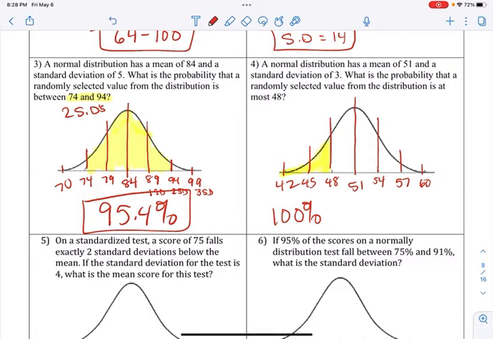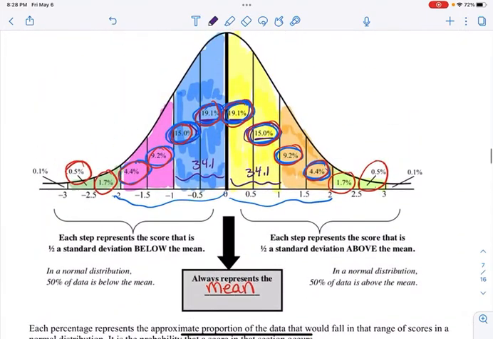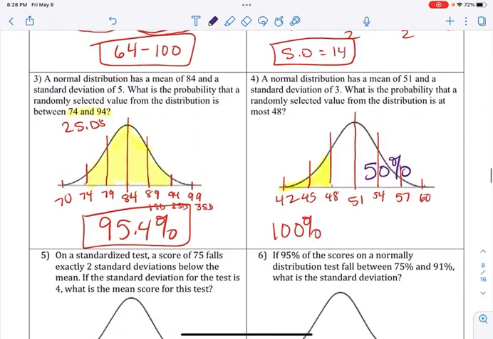Okay? I want this part, remember half is 50%. So let me just get a different color. This part right here is 50%. If you remember back from our curve, this part right here was 34.1%. One standard deviation below was 34.1%. So this right here is 34.1%.